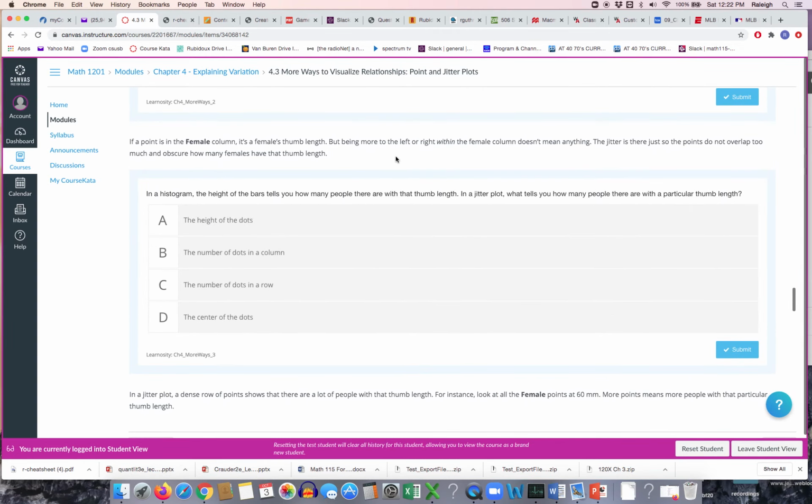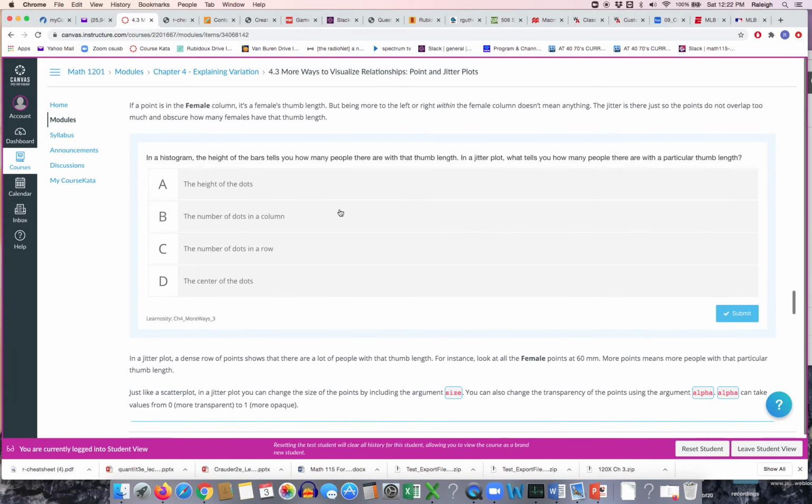Okay, now we have a little bit of multiple choice, and we could take a look at this histogram. The height of the bars tells you how many people there are with the thumb length. Yes, that's how a histogram would work. That's my preference, the histogram. And the jitter plot, what tells you about how many people there are with a particular thumb length? Now you go for the row. The number of dots in a row would be what we're looking at.